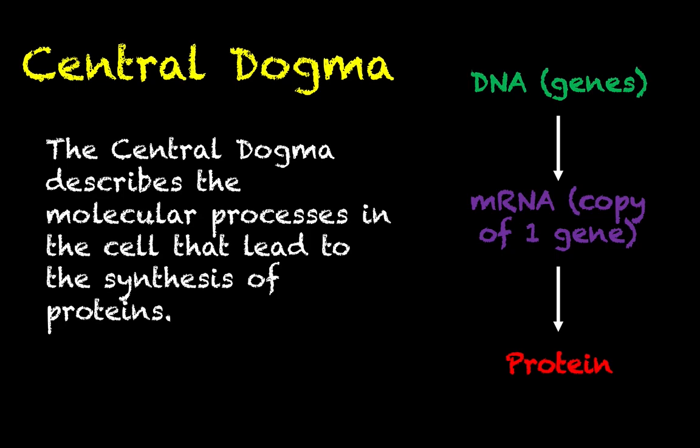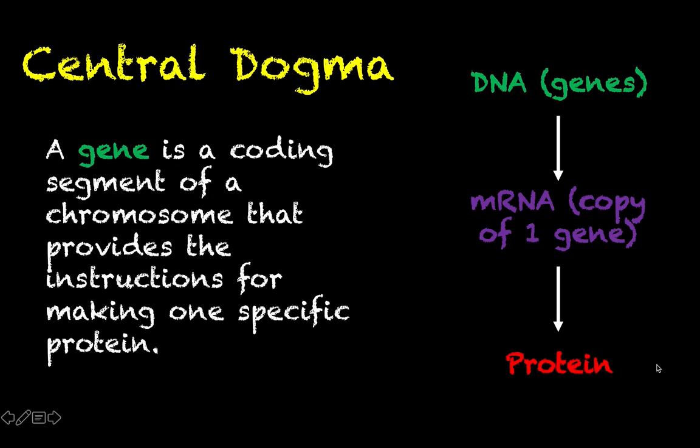So when you're talking about the step-by-step method in which proteins get made, you're really talking about what's called the central dogma of molecular biology. This central dogma describes all the molecular processes that the cell will go through in order to synthesize proteins. So it's all going to start at the DNA level.